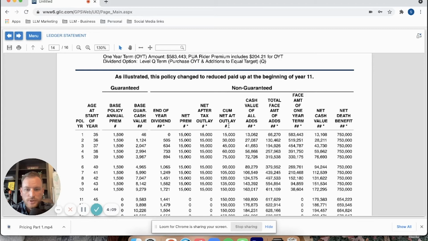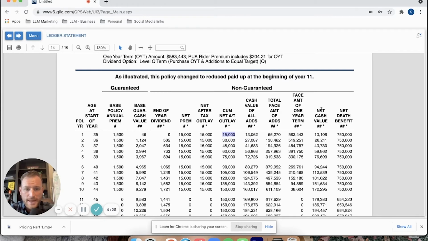The next column to look at is really this one right here, cumulative net outlay after tax. You'll see in year one, we've paid in $15,000, right? $1,500 to the base premium, $13,500 to cash value.